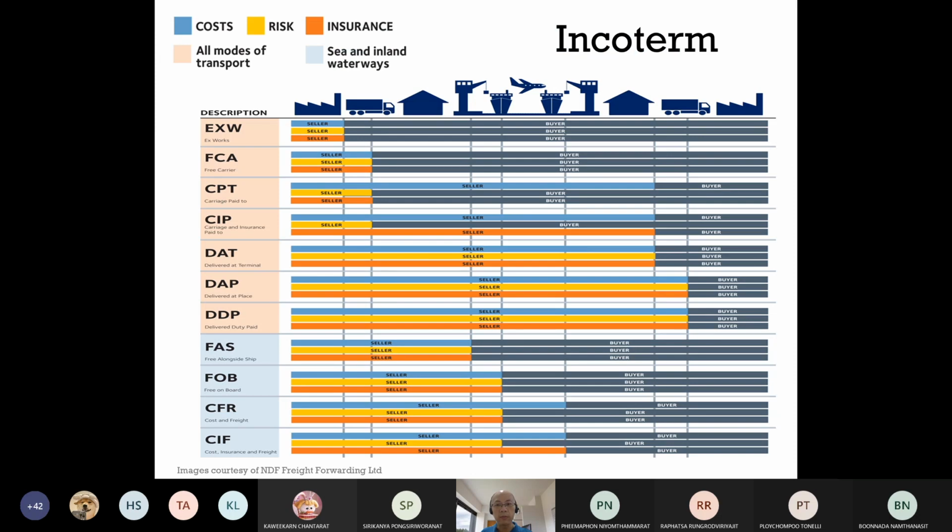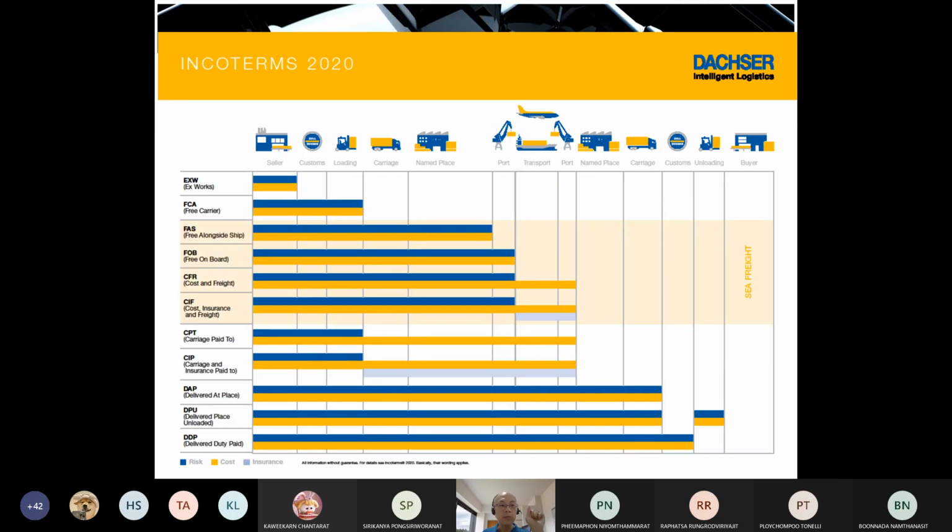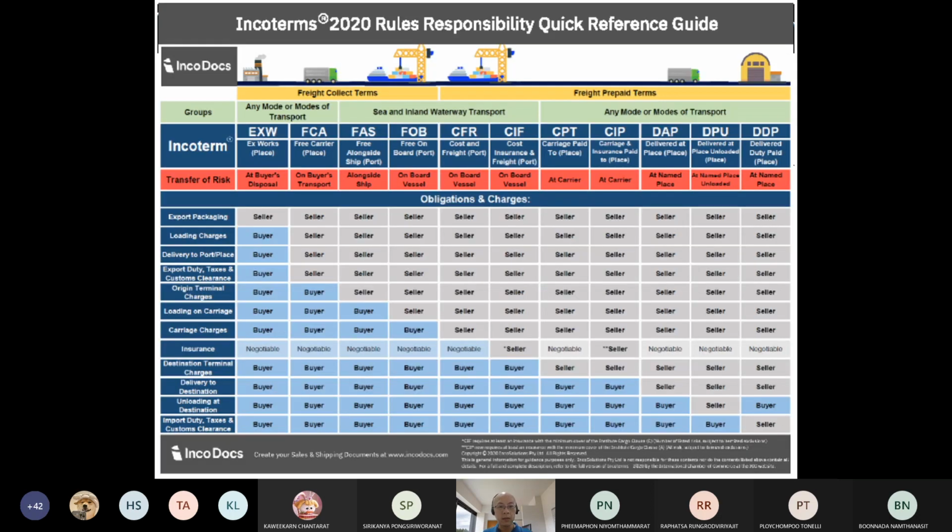Okay, this is Incoterms 2020. Again, the Ex Works terms are the same. FOB is the same. CIF is the same. And DDP is the same. They are the same for the terms that I asked you to memorize.